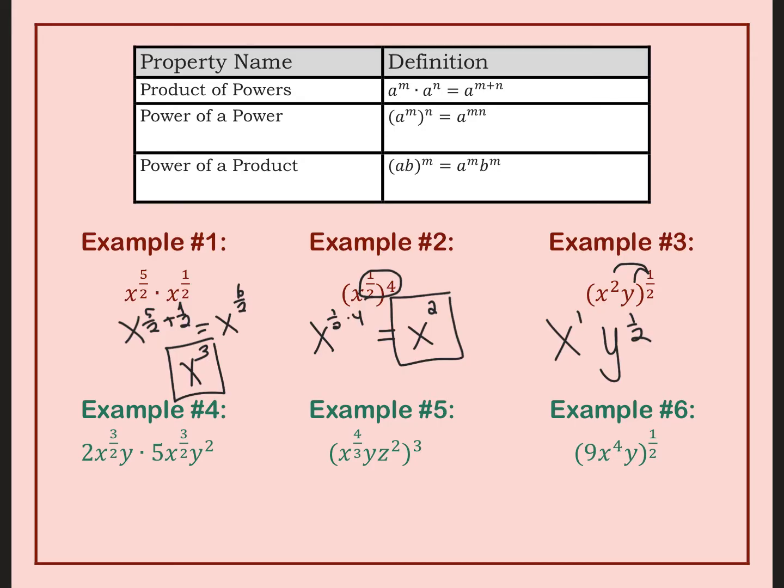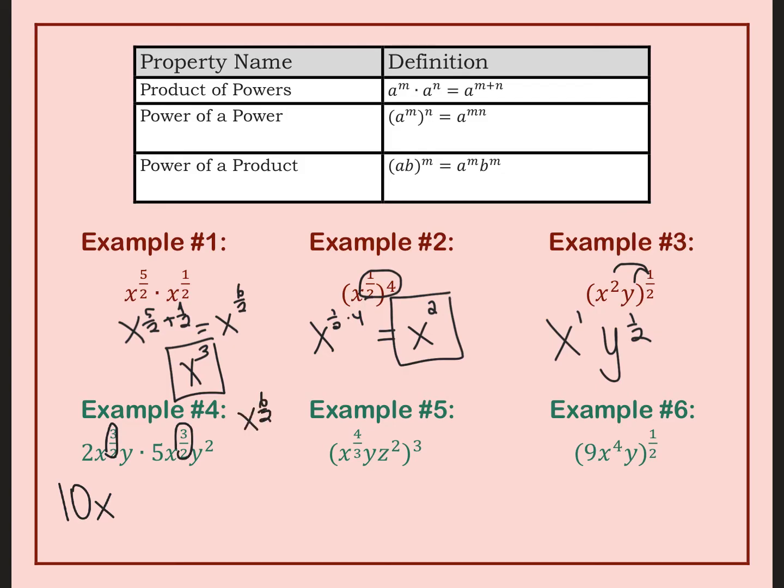Now we're going to step our game up a little bit. These problems are going to get a little bit harder. Let's look at these bottom ones here. First of all, if you have coefficients in the front, you're going to multiply them. 2 times 5 is 10. Now we're going to add our exponents. What is 3/2 plus 3/2? 3/2 plus 3/2 is 6/2.